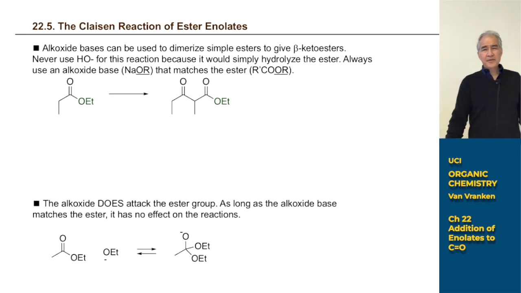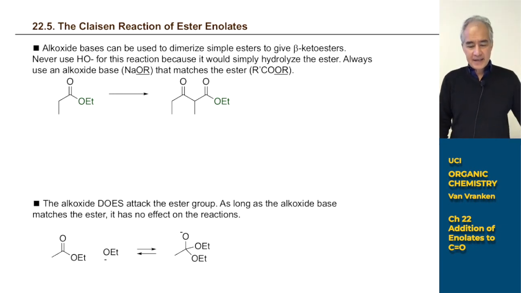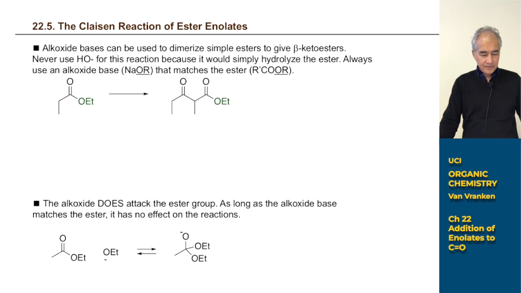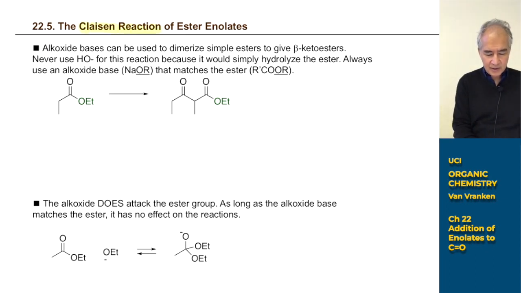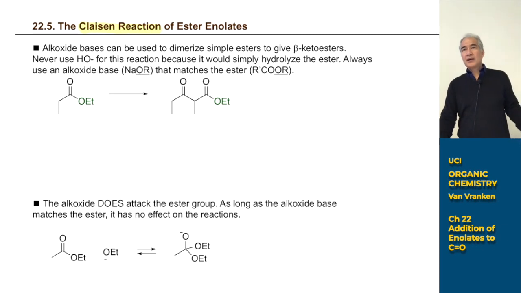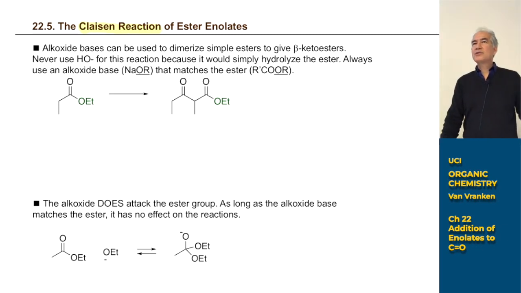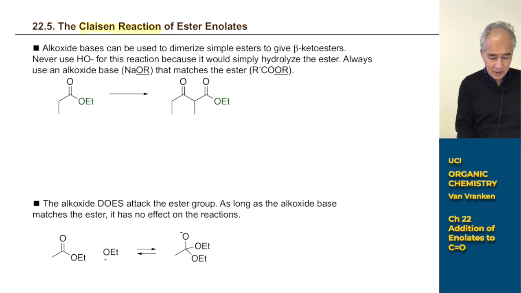We're going to talk about another type of reaction where you make an enolate and you add that enolate to a carbonyl. The reaction we're going to talk about is called the Claisen reaction. You make an enolate from an ester, and then you add that enolate to another ester carbonyl, and that makes a carbon-carbon bond.